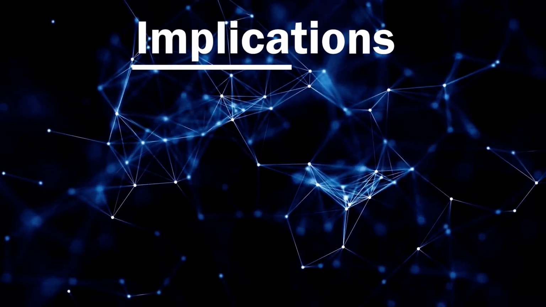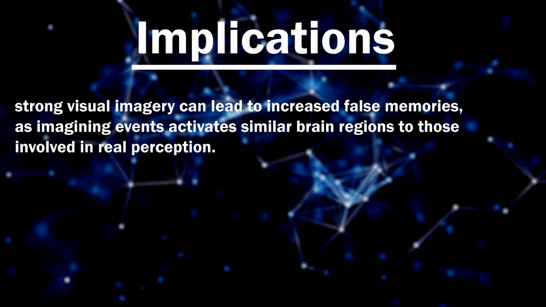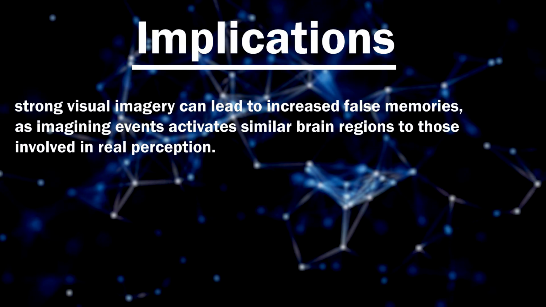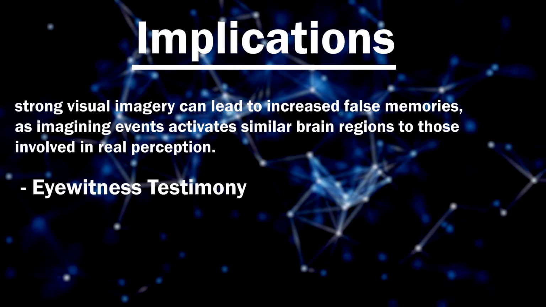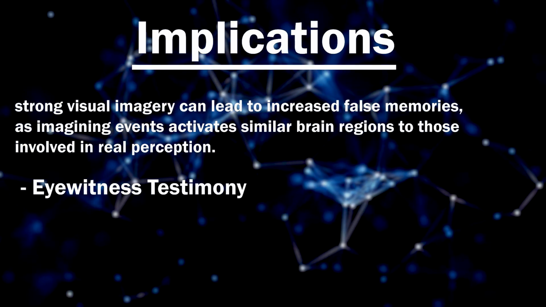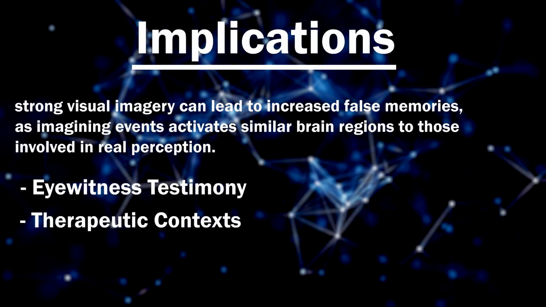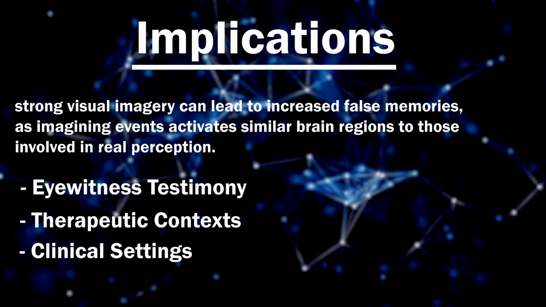So, what does this all mean? The implications of the research from this paper suggest that strong visual imagery can lead to increased false memories, as imagining events activates similar brain regions to those involved in real perception. This has implications for areas like eyewitness testimony, where vivid imagination may interfere with accurate recall, and for therapeutic contexts where visual imagery is used. Understanding the neural basis of these memory distortions can help inform practices to mitigate false memories in both legal and clinical settings.